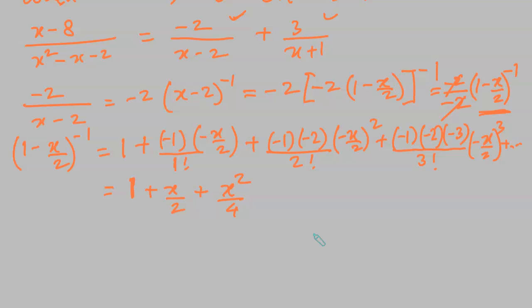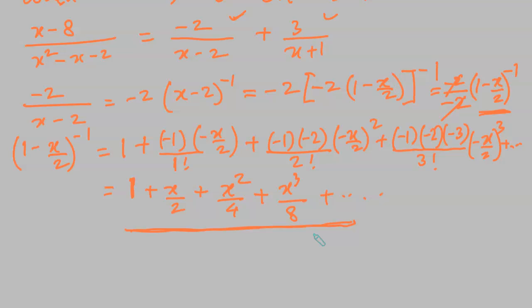And finally, coming to the fourth term, it is negative 1 times negative 2 is positive 2, positive 2 times negative 3 is negative 6, and 3 factorial is 6, so negative 6 over 6 is equal to negative 1, and negative x over 2 whole cube is also another negative 1, so it is again a positive term, and it is x to the power of 3 over 8 plus dot dot dot. Okay, so this was the first part's expansion.